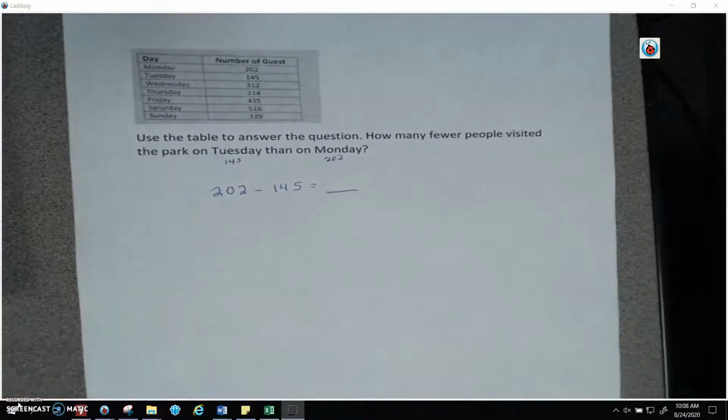So now I'm going to ask that you pause it and see if you can solve this using a number line, the same strategy that we used on that last question.